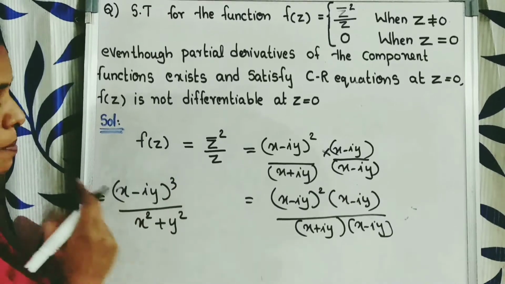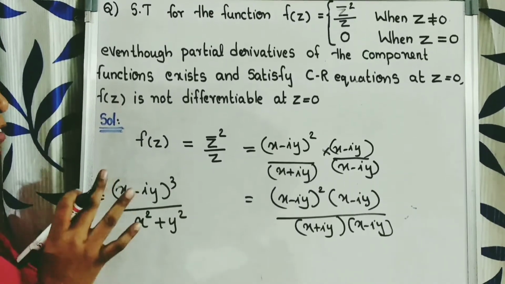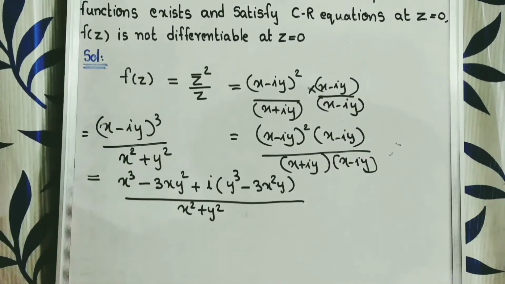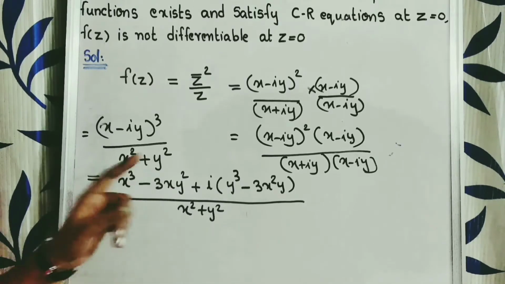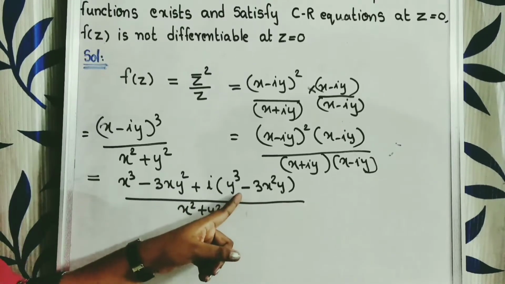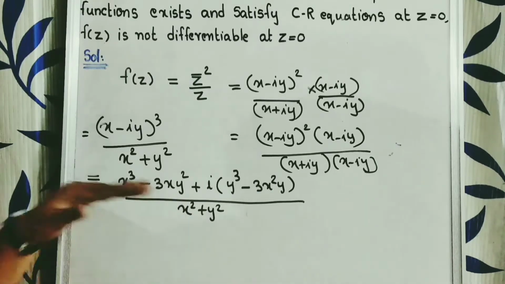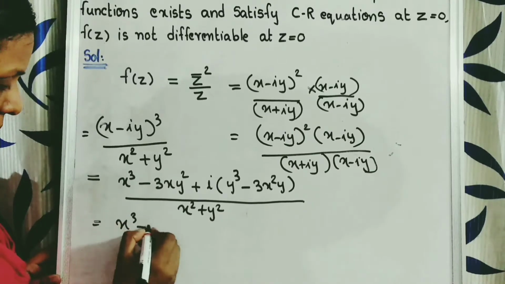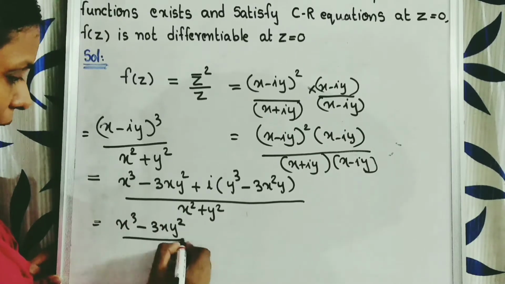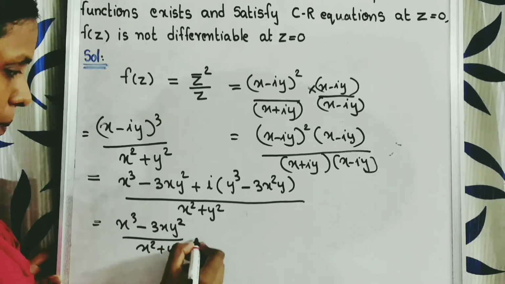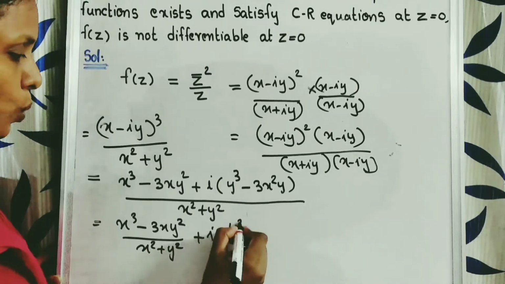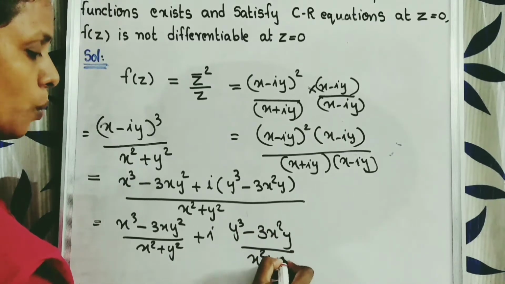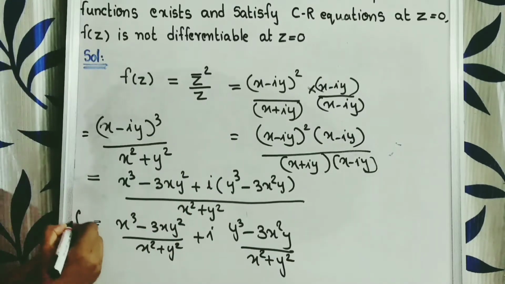Now expand this (x minus iy) whole cube, which is of the form (a minus b) whole cube. Expanding, we get x cube minus 3xy square plus i into (y cube minus 3x square y), divided by x square plus y square. Separating, we get (x cube minus 3xy square) divided by (x square plus y square) plus i into (y cube minus 3x square y) divided by (x square plus y square). Clear?